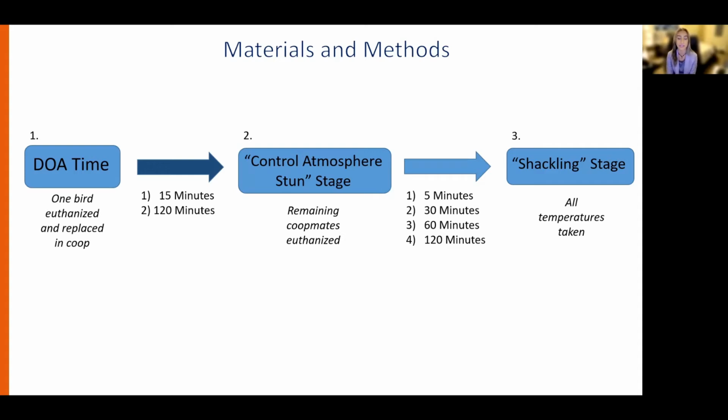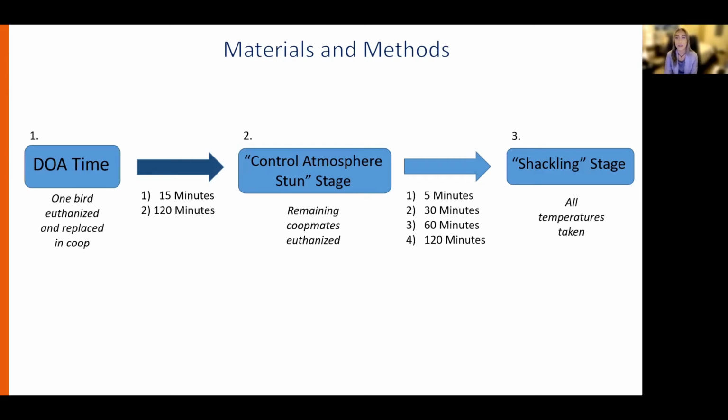This represented how long the DOA would have been dead on that truck or in the lairage area before the controlled atmosphere stunning stage. Now, in order to represent the controlled atmospheric stun, we euthanized the remaining coop mates and put them back in the coop as well. We then waited 15, 30, 60, or 120 minutes before the shackling stage. This time between the controlled atmospheric stun stage and the shackling stage represented how long it could take for all birds within the truck to be put into the actual shackles within the plant. At the shackling stage, all temperatures were taken.